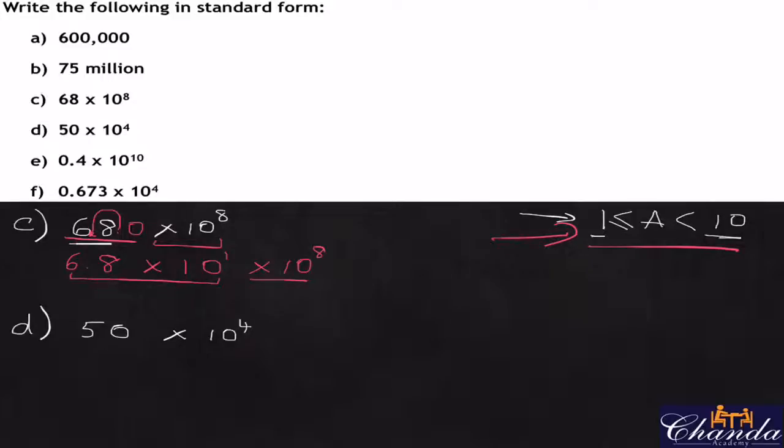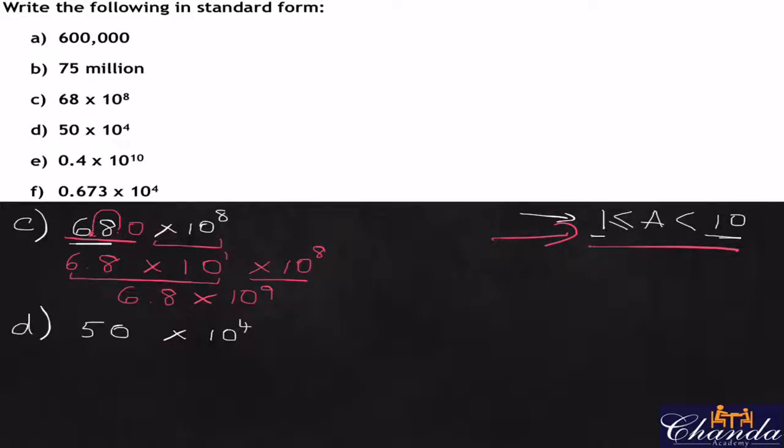So to combine these, we have 6.8 times 10 to the power of 1 times 10 to the power of 8. Using our knowledge of the first index law, where we know if the bases are the same, the powers simply get added. So that turns it into 10 to the power of 9. Alright, now let's have a go at part D.